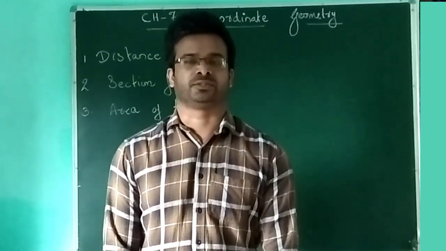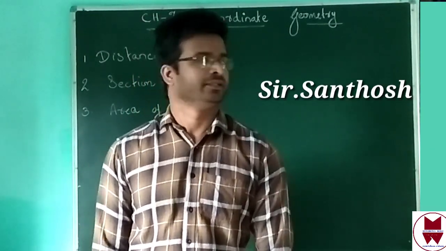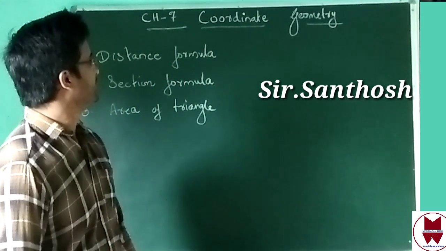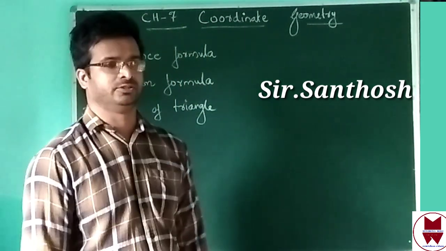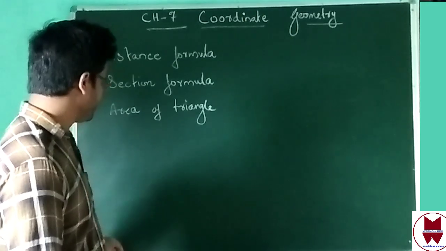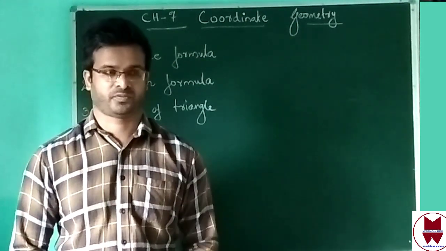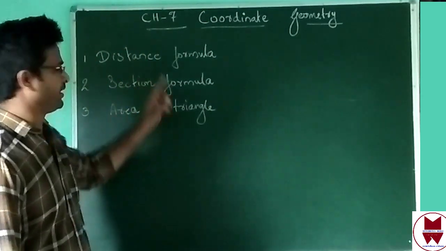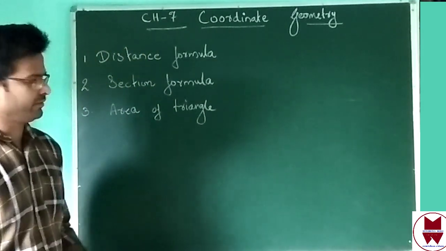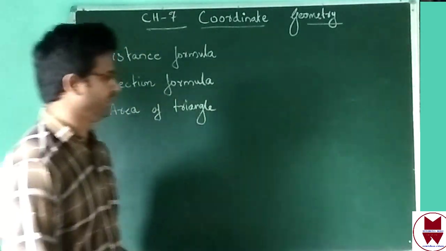Hi students, today we can start a new chapter, chapter 7, coordinate geometry. In this chapter, we are going to study three things. First one is the distance formula. Then, what does distance formula mean?